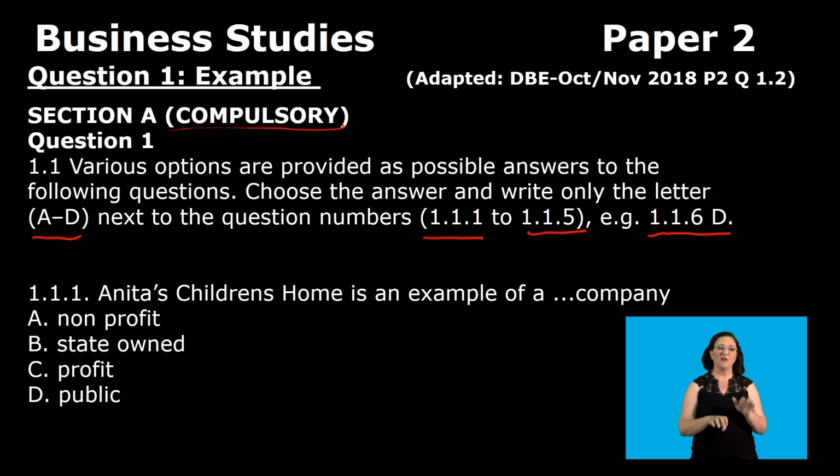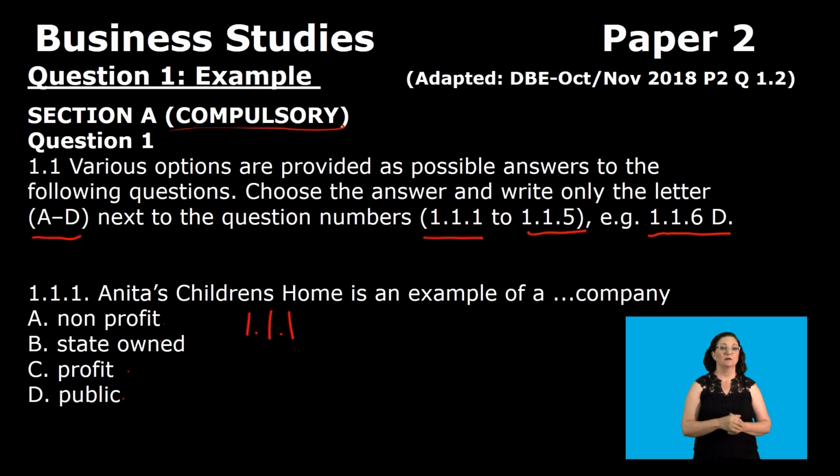Right, here's an example. We've got Anita's children's home is an example of a company. So the answer is from either A, B, C, or D. So by reading here, what do you think is the correct answer? So the first thing that you're going to do in your answer book, you'll then rewrite 1.1.1, and then you choose the answer. How do you choose a letter? Remember I said you write only the letter. So by looking here, which one do you think is the correct answer?